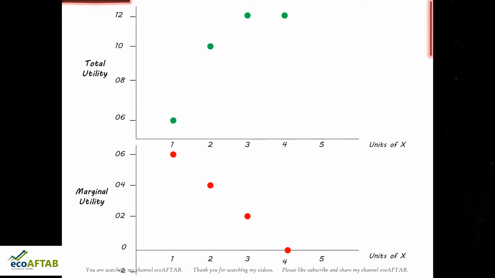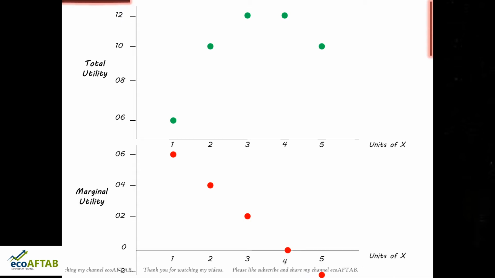Now if she is forced to consume the 5th unit, what will happen? Her marginal utility becomes negative. It will fall below 0, and that you can see over here. It has become minus 2. And what will happen to the total utility? The total utility declines and it becomes 10. So this is what the law of diminishing marginal utility is telling.